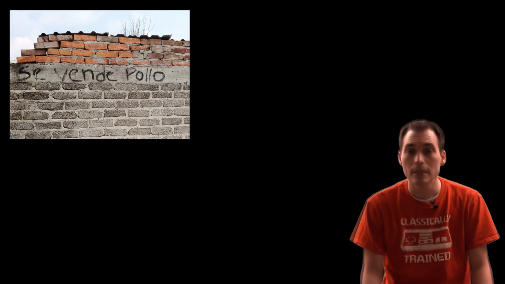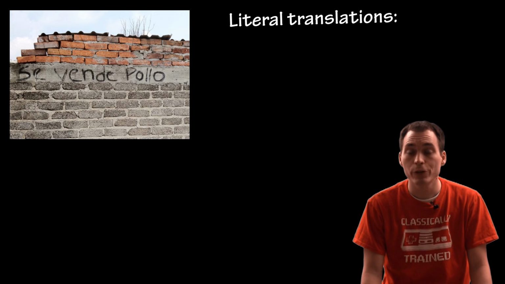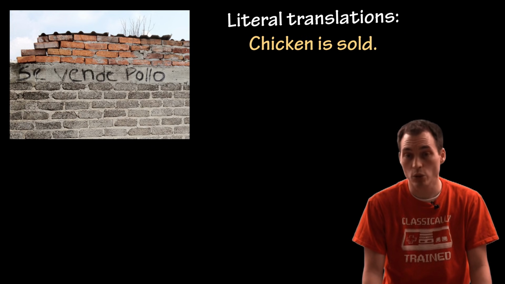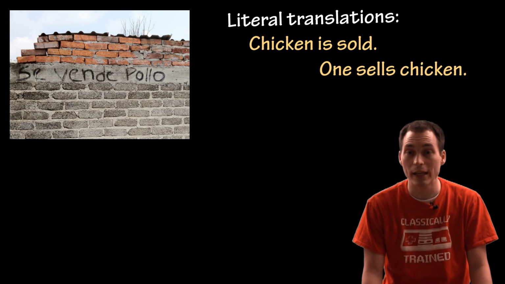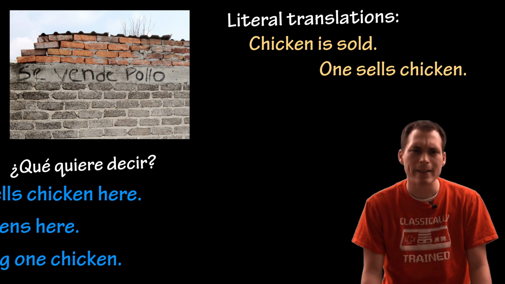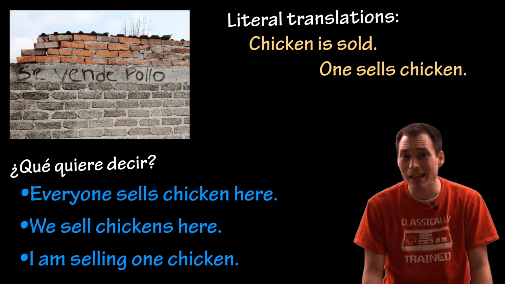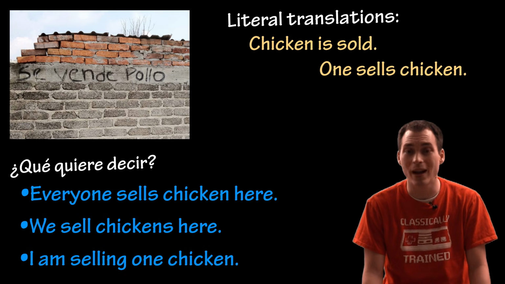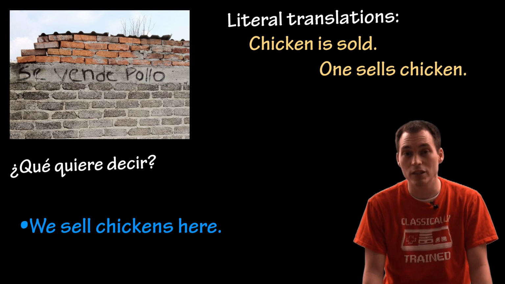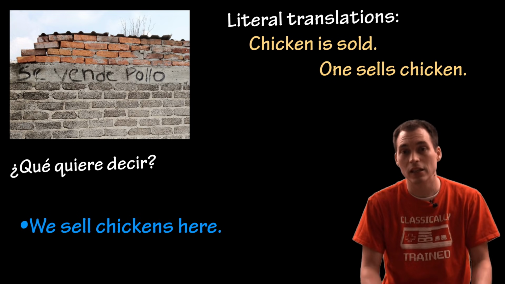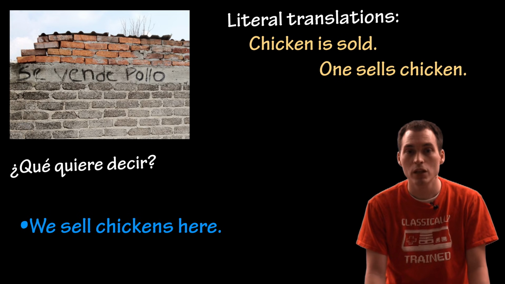How about here? Se vende pollo. The literal translations would be chicken is sold, or one sells chicken. ¿Qué quiere decir? What does it mean? Everyone sells chicken here, we sell chicken here. The best one would be we sell chicken here. Although chicken is used singularly here, it's the idea of in general chicken as a food. So the person, whoever that is, sells chicken.